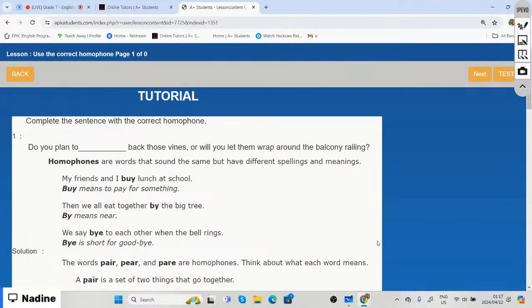The one buy is to purchase something. The other bye is to basically be taken care of when you're close to or nearby a tree or something. And the third bye is short for goodbye. It's like saying goodbye everybody, right? But they will be back.